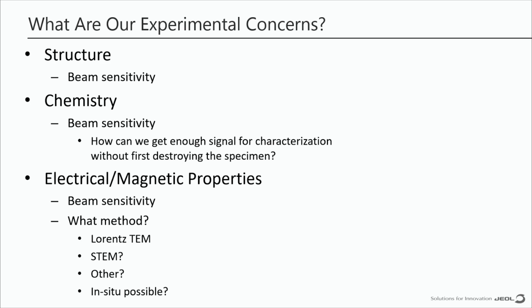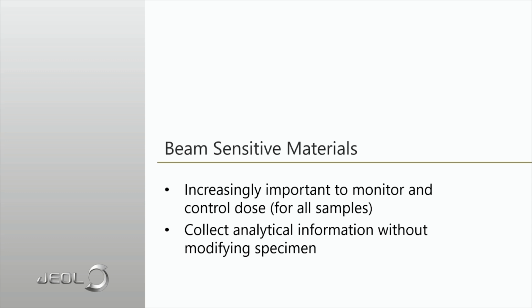What are the concerns with doing this? You know, trying to get the structure and trying to do the imaging, worry about beam sensitivity. A lot of these materials will just blow apart. Chemistry, beam sensitivity. How can you get enough signal for EDS or EELS or for the characterization techniques before you destroy the sample? And then the electrical magnetic properties, again, beam sensitivity. But what technique? There's a lot of different choices. We can do Lorentz TEM, STEM, Lorentz STEM, various STEM techniques. Is in situ possible? So for beam sensitive materials, it's increasingly important to monitor and control our dose and to collect analytical information without modifying the sample.